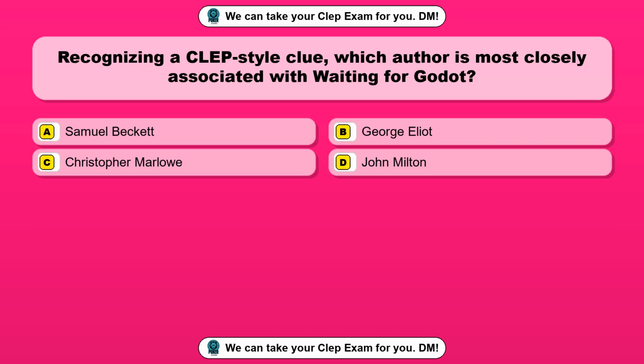Question 25. Recognizing a CLEP style clue, which author is most closely associated with Waiting for Godot? Option A, Samuel Beckett. Option B, George Eliot. Option C, Christopher Marlowe. Option D, John Milton. The correct answer is option A, Samuel Beckett.